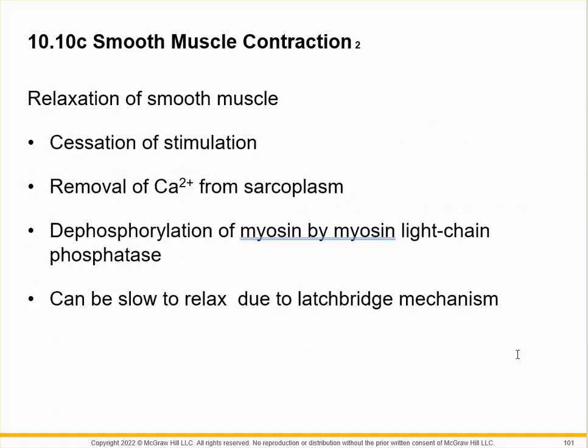You take away the stimulation, calcium pumps remove calcium from the sarcoplasm, and then the myosin takes time to dephosphorylate, and so we end up with this latch bridge. We end up with temporary rigor, and so once it's contracted, it's very slow to release, and can stay contracted without using very much ATP.